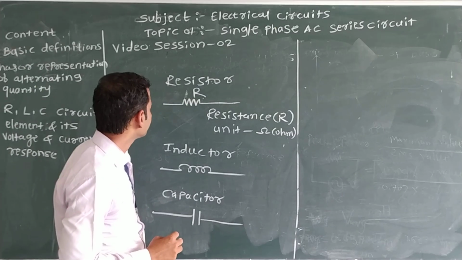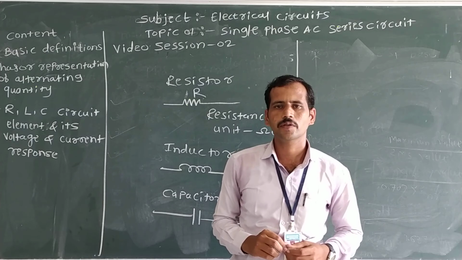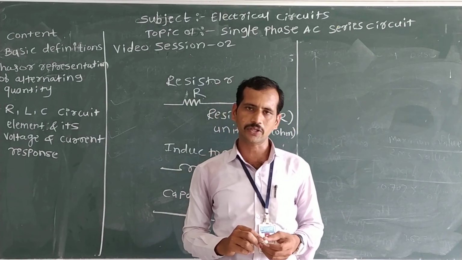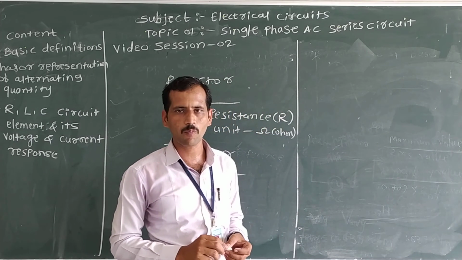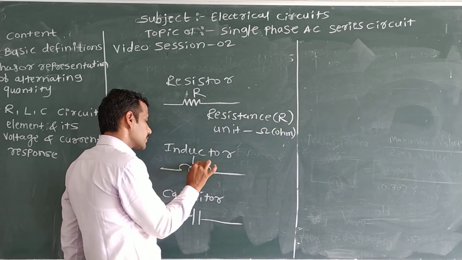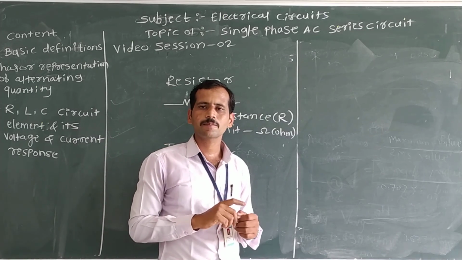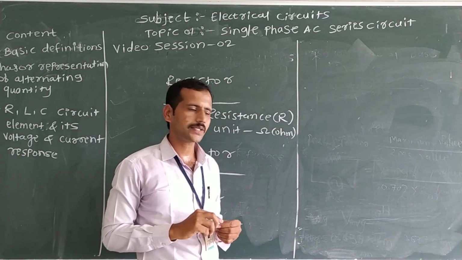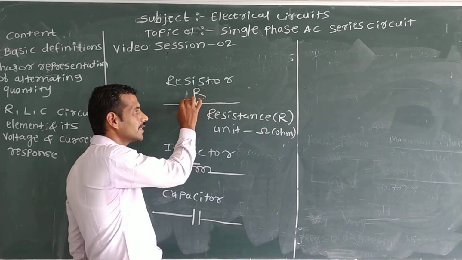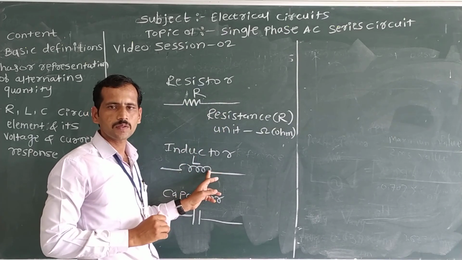Next, the inductor. What is meant by an inductor? Again, an inductor is a device which stores energy in the form of an electromagnetic field. Simply, we take a conductor and wind that conductor; that is an inductor. It is a device. Here the resistor is again a device. This is the symbol of a resistor, and this is the symbol of an inductor.